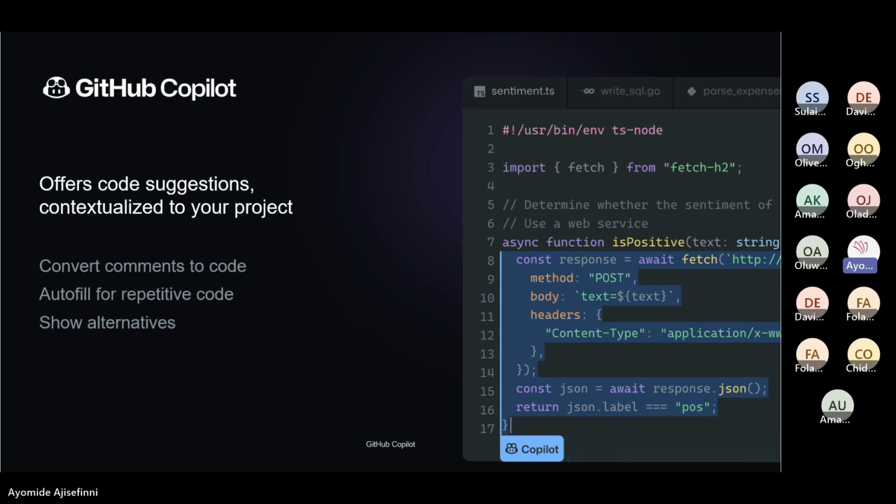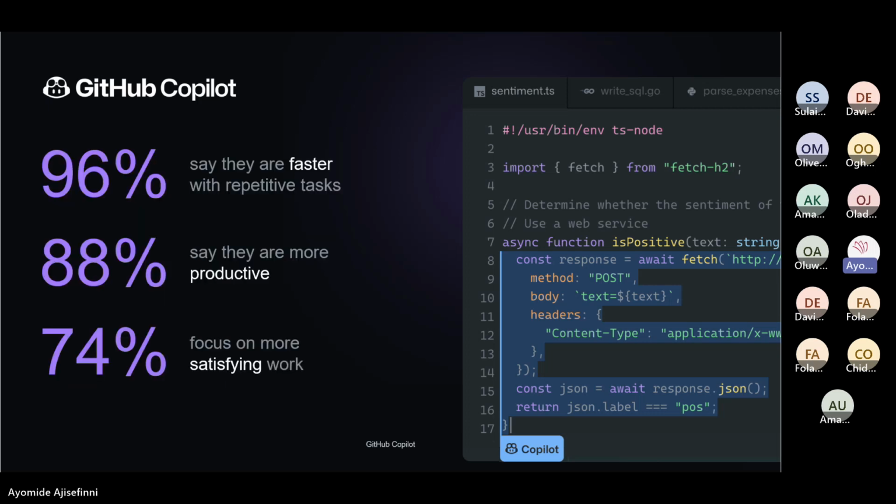So it wants to do what we call convert comments to code, right? You're just typing, you're trying to make a statement, you're making a comment, it's converting into a code. It also autofills for your repetitive codes and also shows you alternatives. That's the most basic thing for GitHub Copilot.